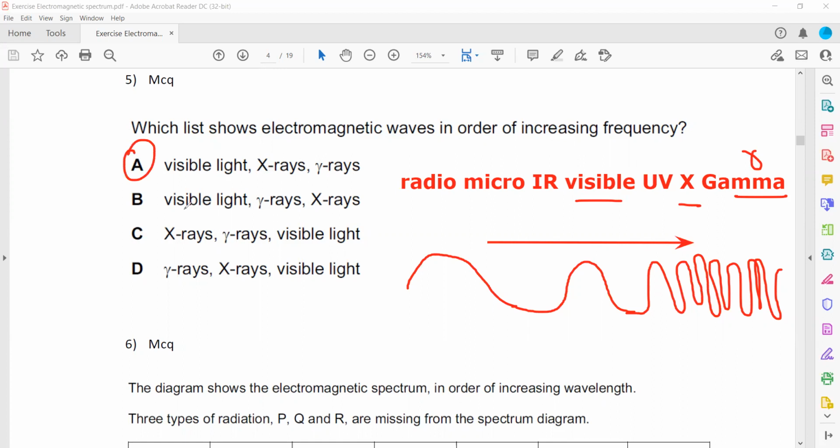Why is B wrong? Because first it is written visible, then gamma. But it should be visible, X-ray and gamma. X-ray, gamma and visible is totally wrong. And gamma, X-ray, visible, this order is correct, but this order is decreasing frequency. But in the question they are asking for the order of increasing frequency. Is this question clear?